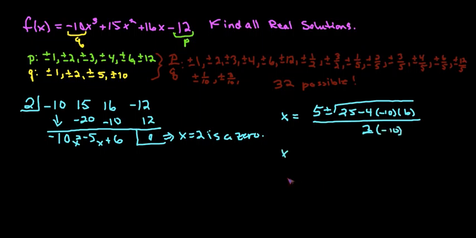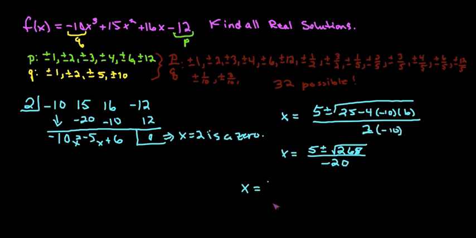So let's simplify this one a little bit. This is going to turn out to be 240. So we're going to get 25 plus 240, or 265. And again, I'll let you do the math. So that's all going to be over negative 20. Now on this one, this doesn't simplify at all, so we're actually going to end up getting something that looks like this.